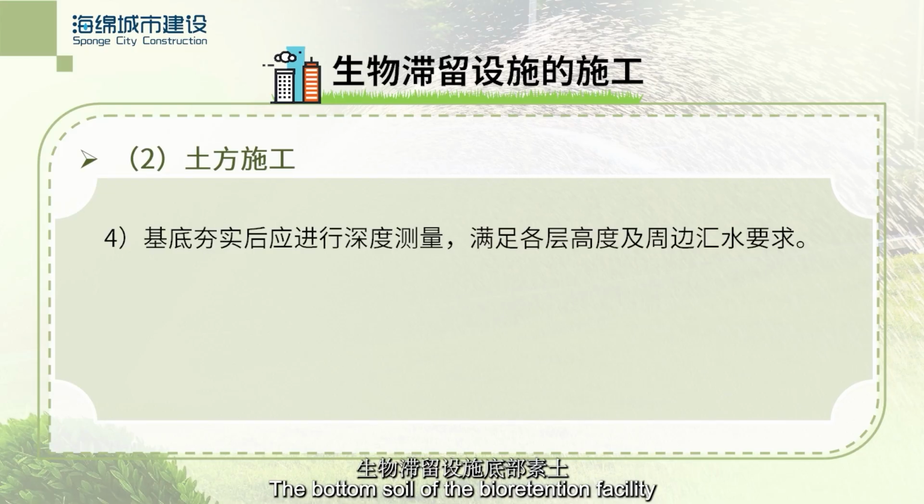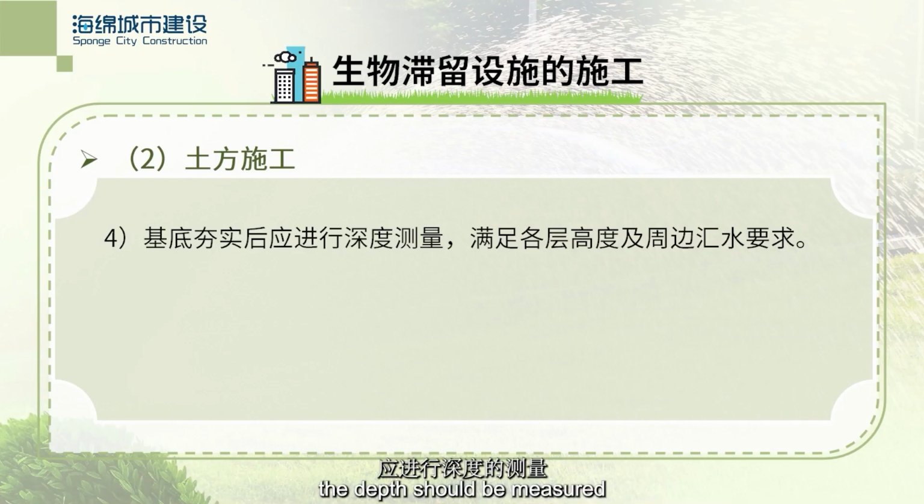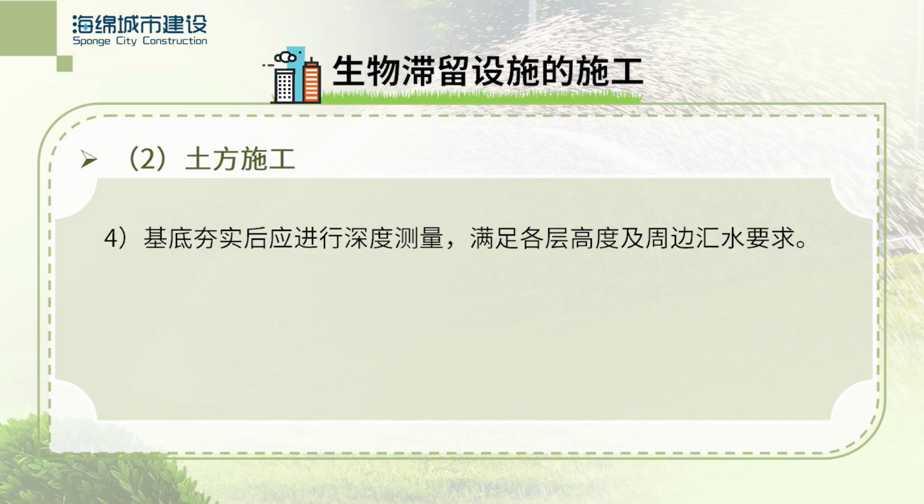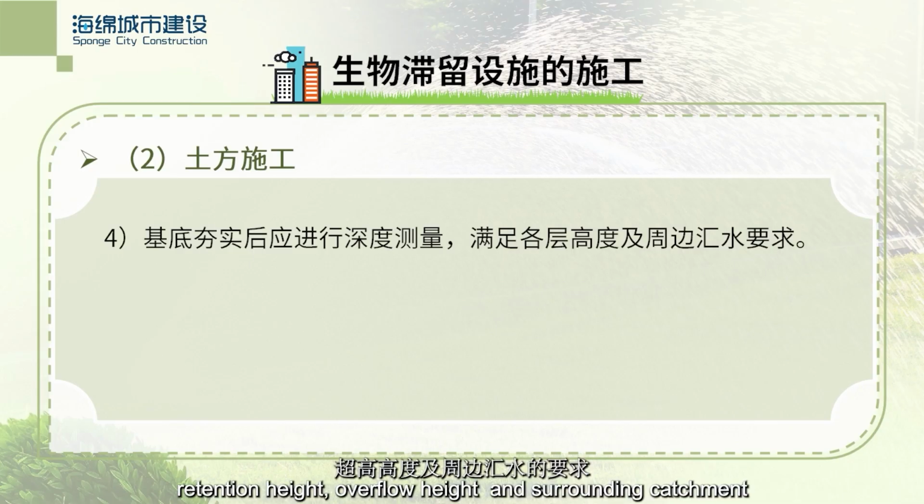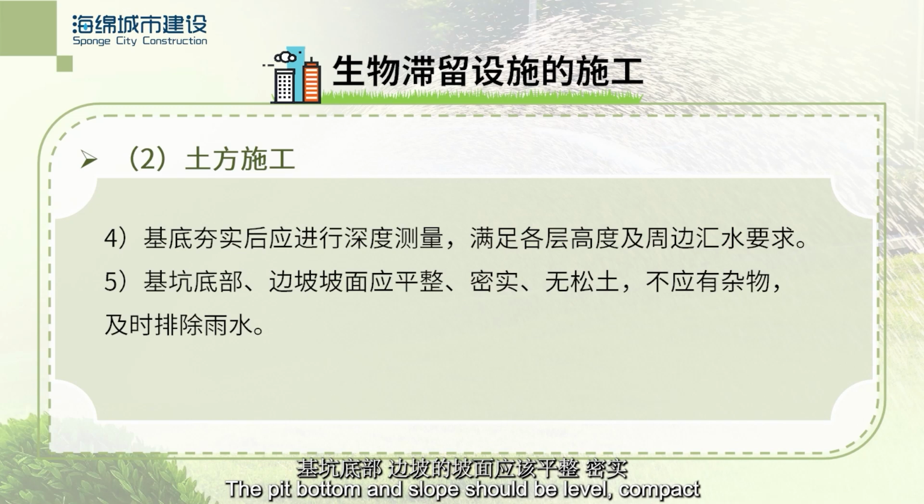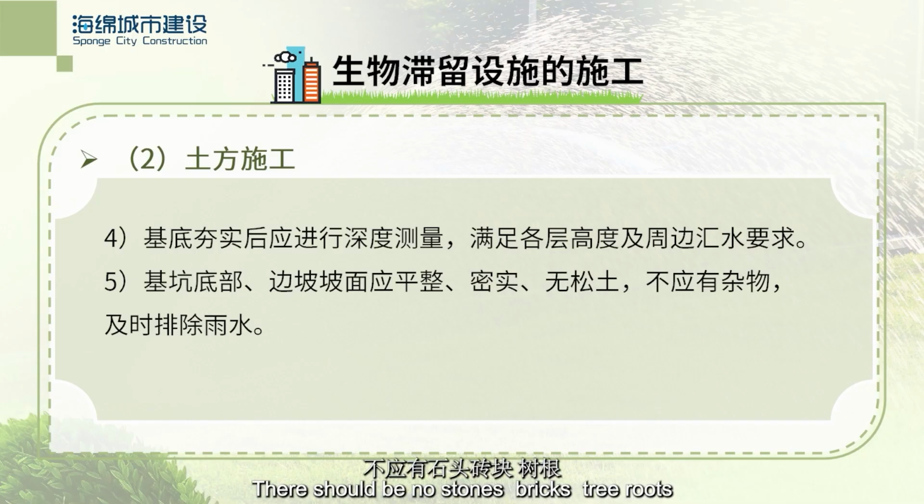The bottom soil of the bioretention facility should be compacted according to design requirements. After compaction, the depth should be measured to ensure it meets the requirements for the drainage layer, transition layer, replacement soil layer, retention height, overflow height, and surrounding catchment. The pit bottom and floor should be level, compact, free of loose soil, and without significant bumps. There should be no stones, bricks, tree roots, silt, or other debris, and rainwater should be promptly removed.